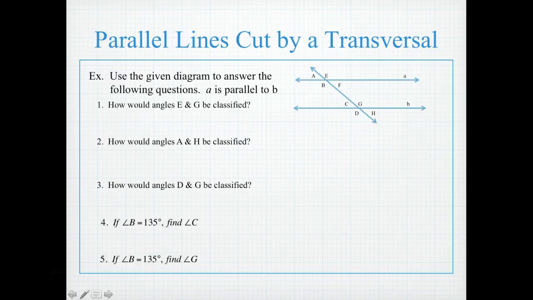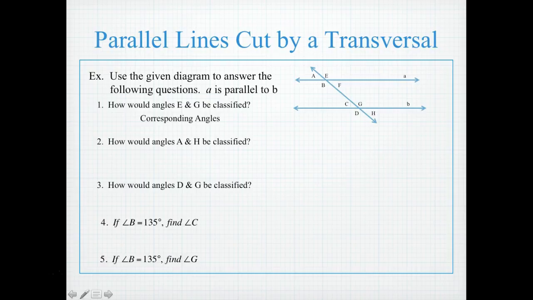Here we're going to move on to some examples. So we're going to use the given diagram to answer the following questions. What we need to know before we start is that lines A and B are parallel, and my third line acts as the transversal. So first, how would angles E and G be classified? If I look at them, they are on the same side of the transversal, and they appear to be in the same position. So E and G are corresponding angles.